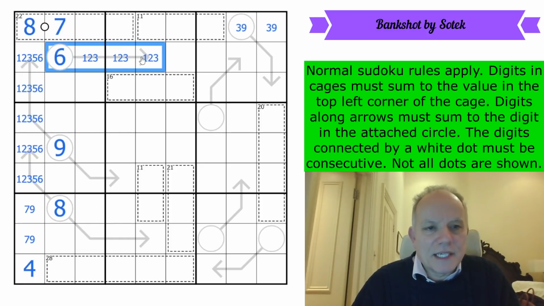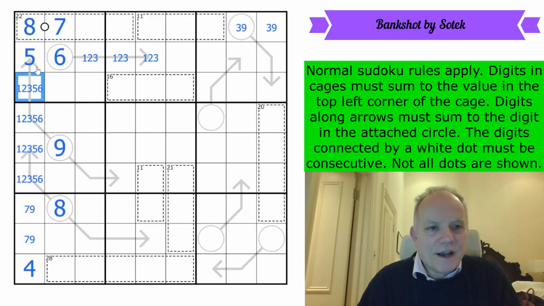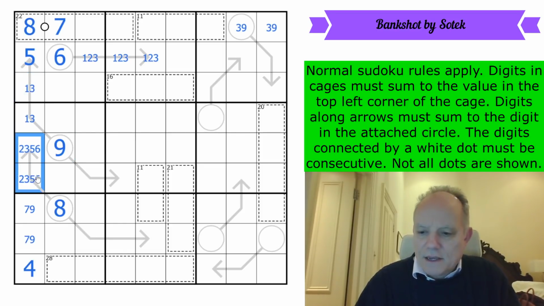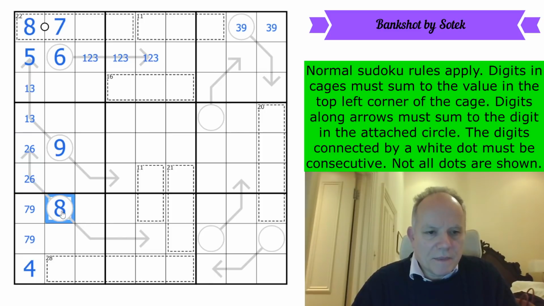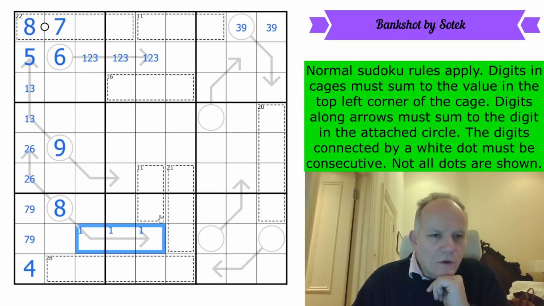Now this cell sees 6, 1, 2, and 3. So that's a 5. That's on a 9 arrow. So these two must be 1 and 3 as a pair. So this is a 2, 6 pair on the 8 arrow. Now the 8 arrow has a 3 cell arm here. So that must have a 1 in it. It's either 1, 2, 5 or 1, 3, 4.